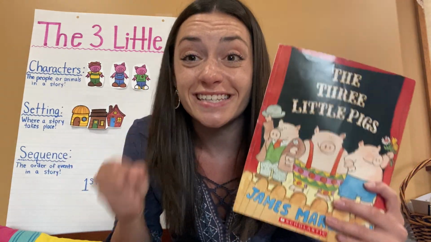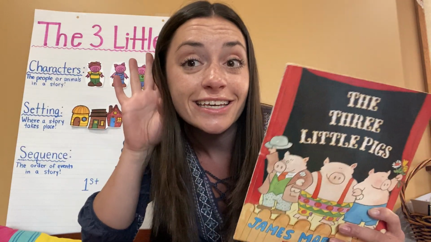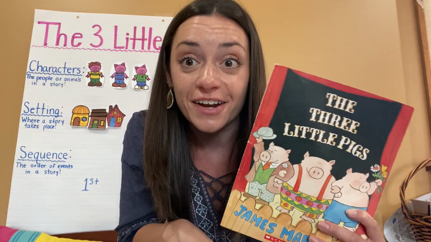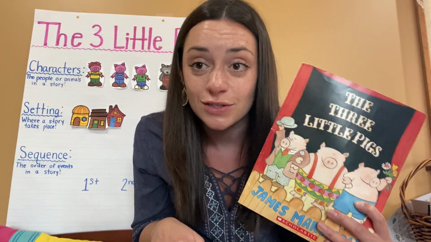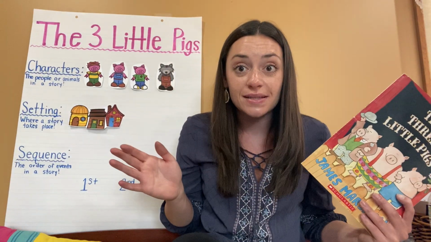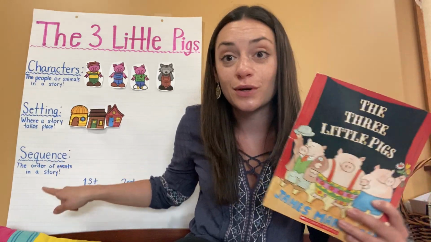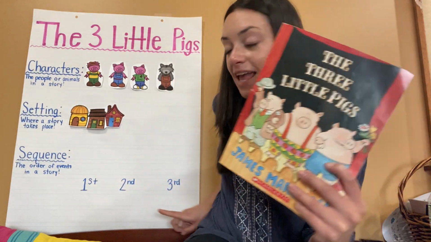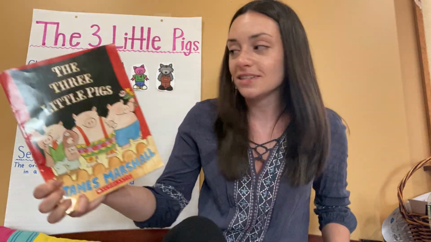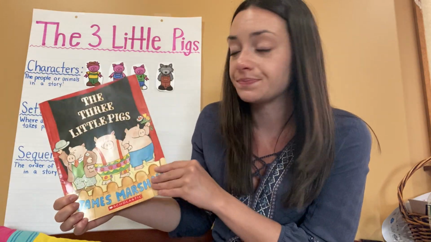So I want you to be detectives and look really closely. Pay close attention with your listening ears and your looking eyes and see if you can spot anything different. We're going to talk about them at the end of the story, and we're also going to put the events, or everything that happens in the story, in a sequence or in order. We're going to put them first, second, and third. So that's what we're going to do after we read the book. So this is The Three Little Pigs by James Marshall.